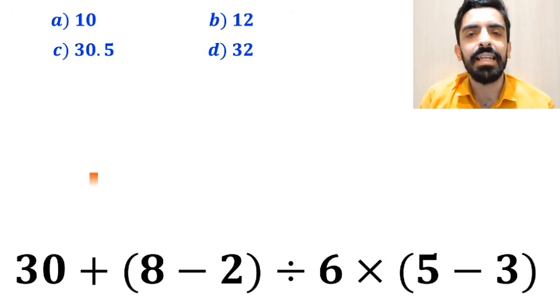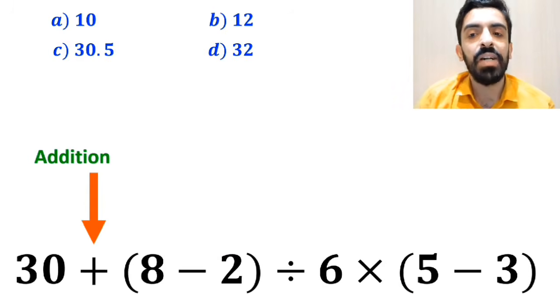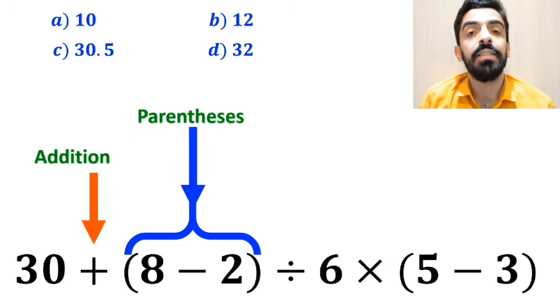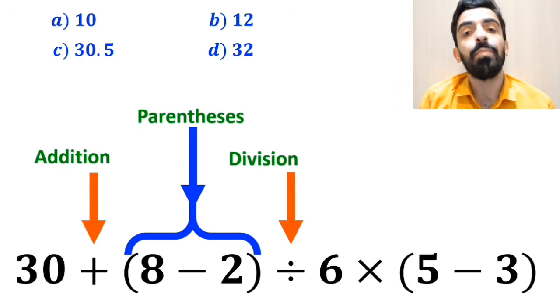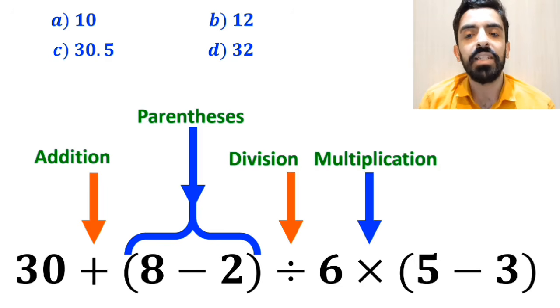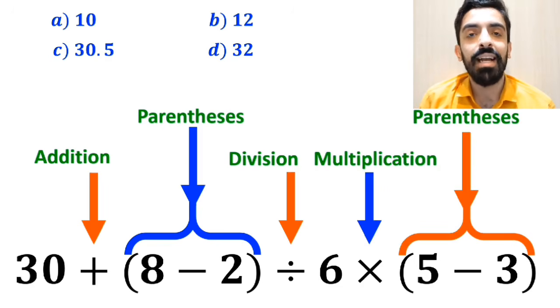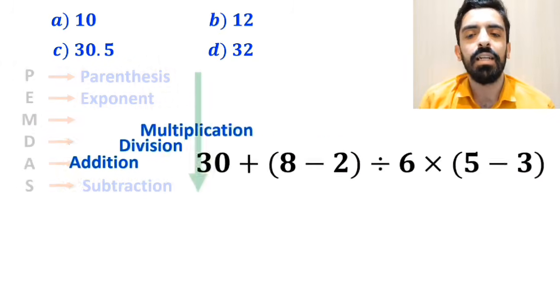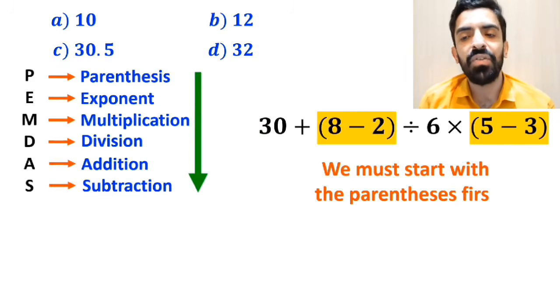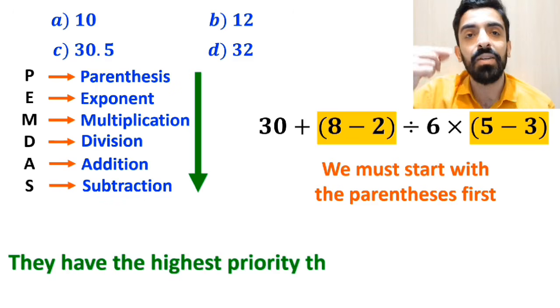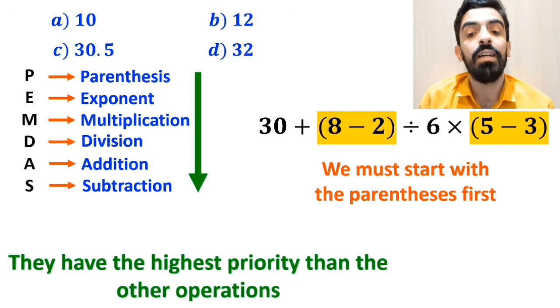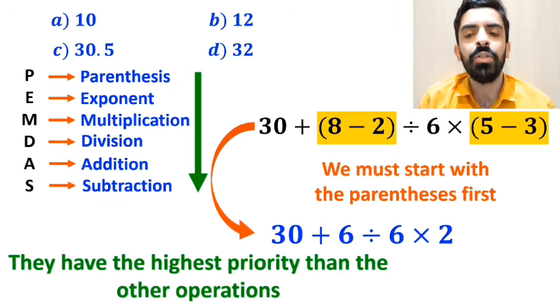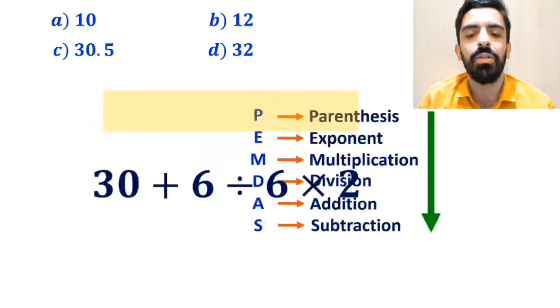Okay, as you can see in the image, in this expression, first we have an addition sign, then parentheses, followed by a division sign, after that we have a multiplication, and finally another parentheses. We must start with the parentheses first, because they have the highest priority among the other operations. So, this expression simplifies to 30 plus 6 divided by 6 multiplied by 2.